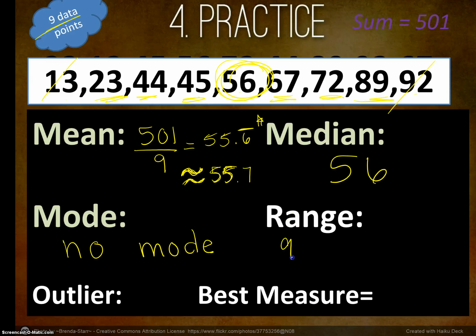Range is the biggest number minus the smallest number. So when you calculate 92 minus 13, you get a difference of 79. So the range of data is 79.